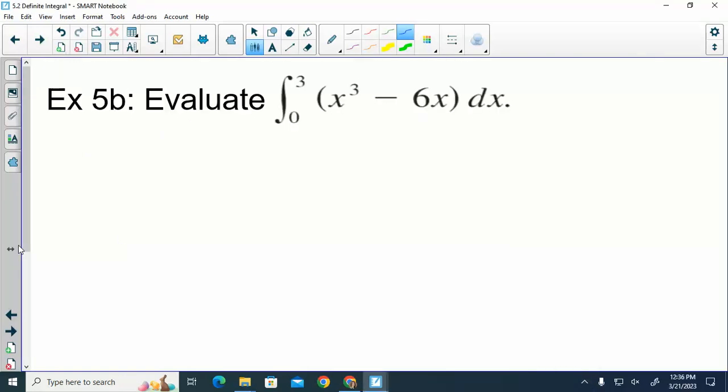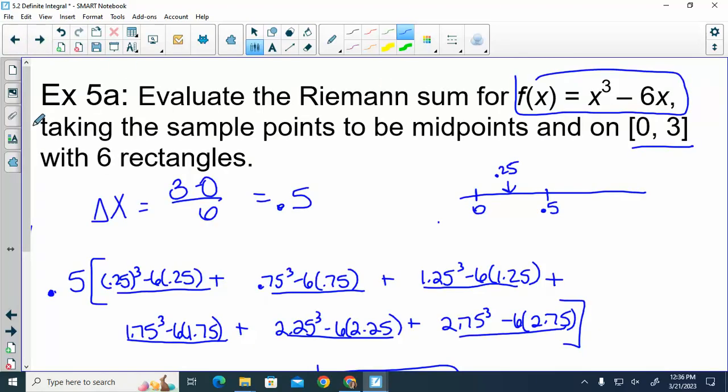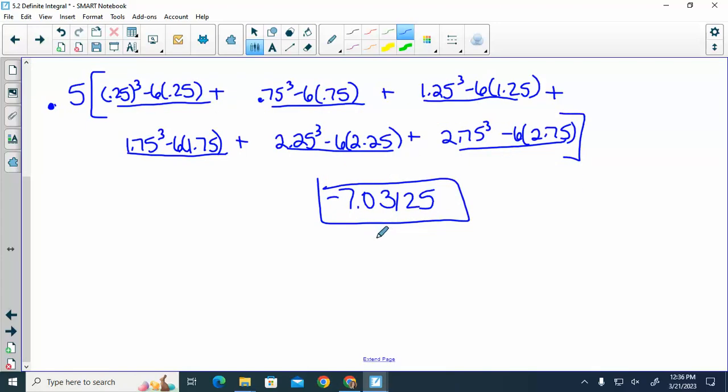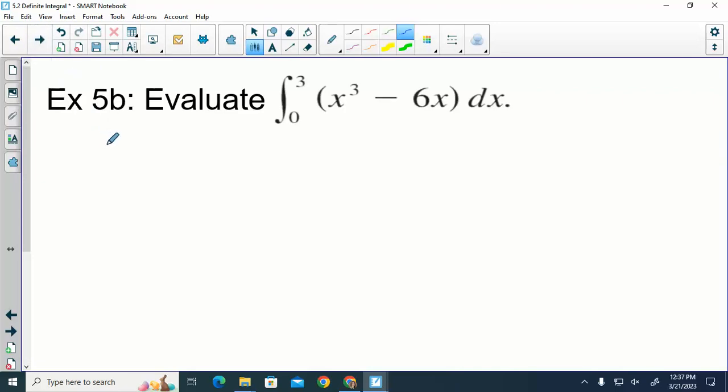All right, let's look at this one. So this time, I'm kind of jumping back to the problems from yesterday. It's the same function for 0 to 3. The midpoint was used to approximate it. So we're giving our best guess to be negative 7.03125. Let's see how close we are. Let's find the actual thing. So we did these yesterday. Change in x.